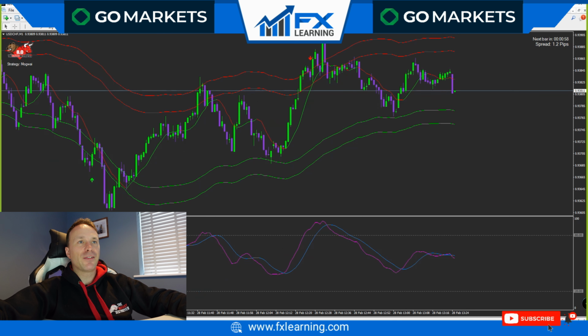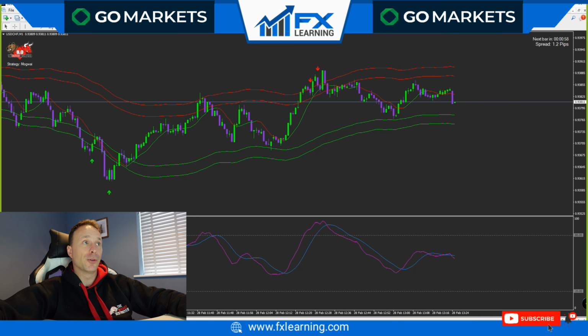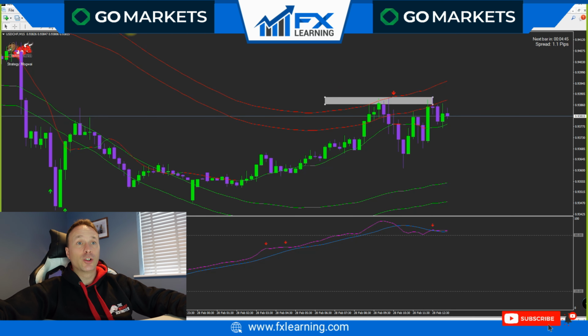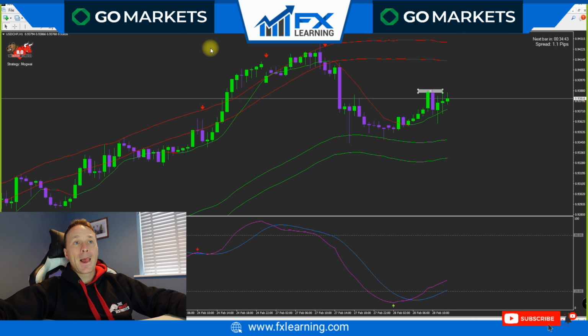So USD CHF, I missed that sell at the top here. Did I get a buy at the bottom? I got a buy at the bottom. So let's look at this sell here. Was this one with the trend? Let's have a look at the 15-minute charts. Yes, I probably would have taken that sell here. Let's have a look at the 1 hour. Yeah. That one is unlucky.